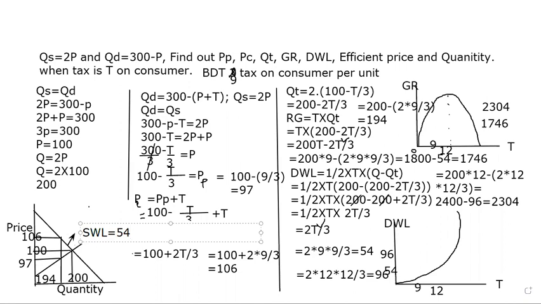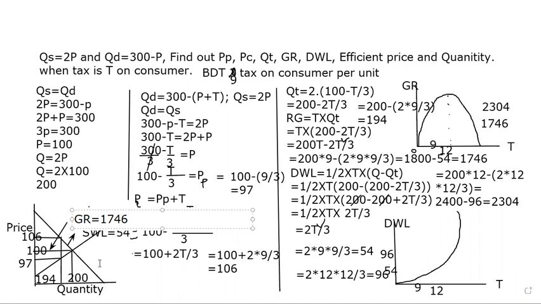When it will be taka 12, it will be 96. And the other area, this area is government revenue, because this 9 taka will be taken by government. This area will be government revenue. This will be equivalent to, when it's just taka 9, this will be on 746. And this is basically deadweight loss. So government revenue is 174.